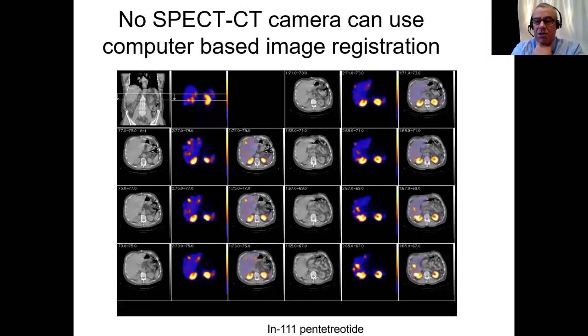So this patient was imaged without a SPECT-CT. They were scanned on a standard CT scanner, and then they had a SPECT study done. And then using a software approach, mainly fixing the renal activity, you were able to register the SPECT image over the CT, and you can see very nicely a number of liver metastases.